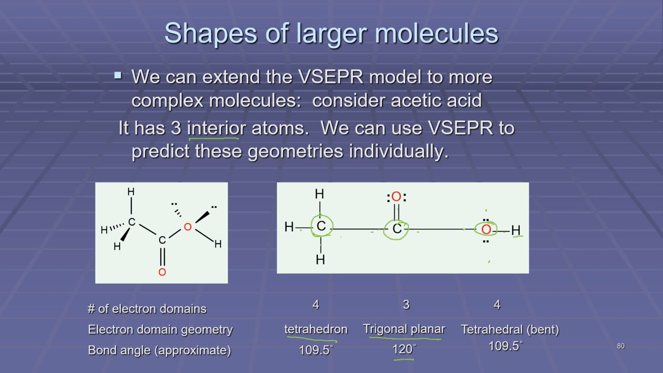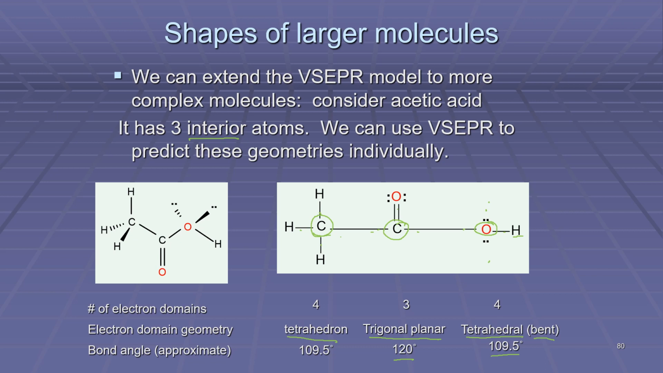Finally, this oxygen, remember, has 4 domains. The unshared pairs count. It has 4 domains, so the overall domain geometry is tetrahedral, but the shape is bent because it only has 2 bonding and 2 non-bonding. And again, the bond angle is, as we just saw, slightly lower than 109.5, but you can remember it as slightly less than 109.5. So if you put them all together, this is what the molecule looks like. I'm going to draw it over here so that you can see.